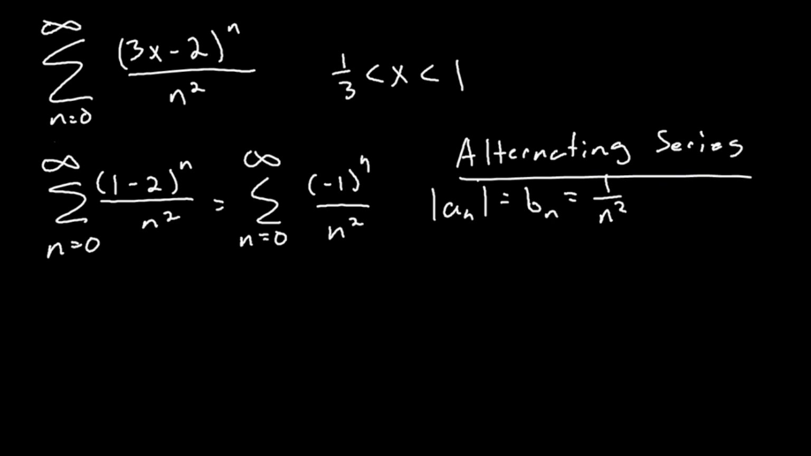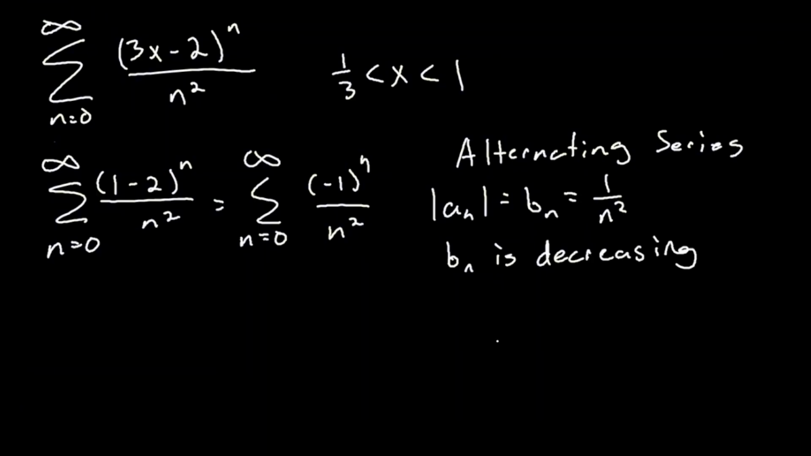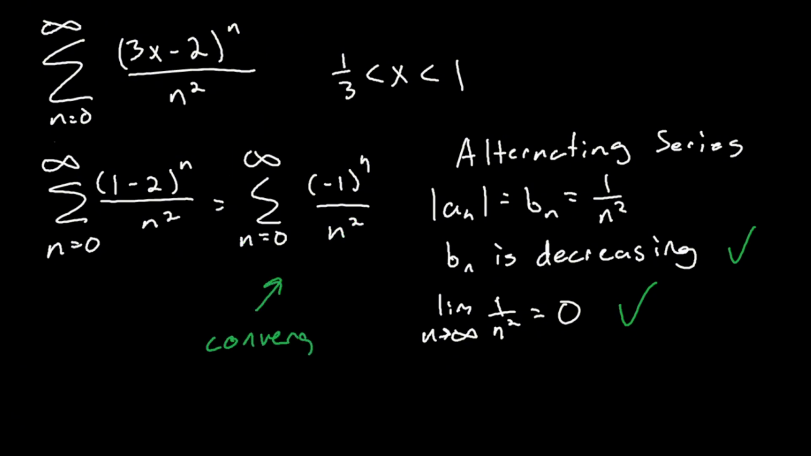Let's go ahead and use the alternating series test conditions. So b_n is decreasing, right? As n increases, the sequence decreases. And let's take the limit as n approaches infinity of 1 over n squared, and this does equal 0. Therefore, according to the alternating series test, this series converges. All right, therefore 1/3 is in closed brackets for our interval.